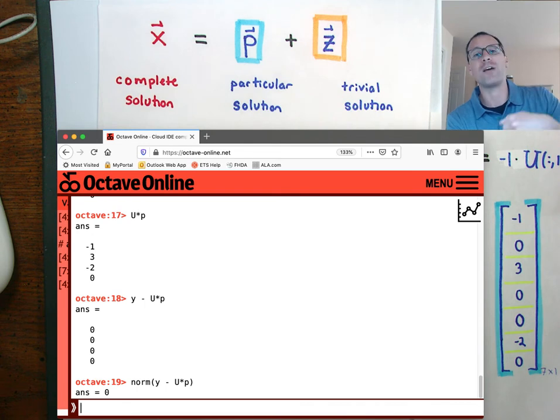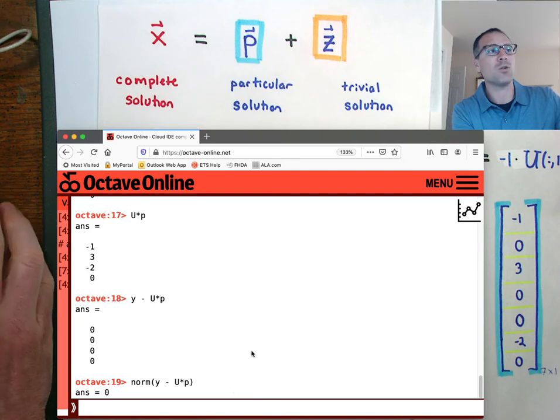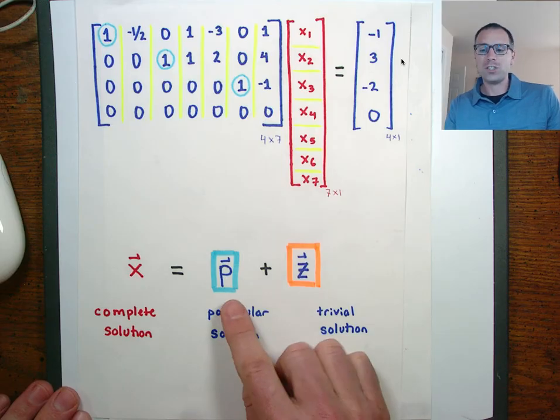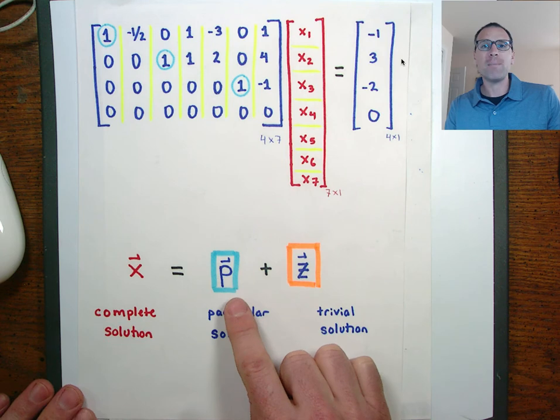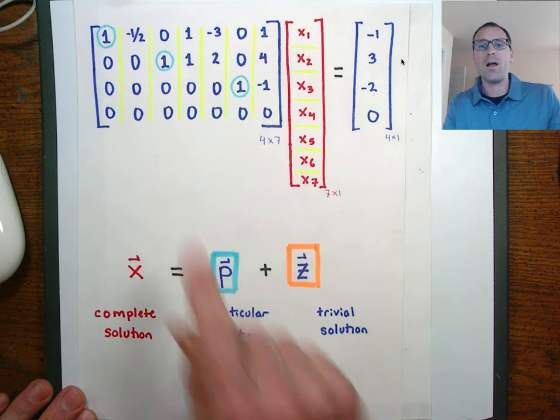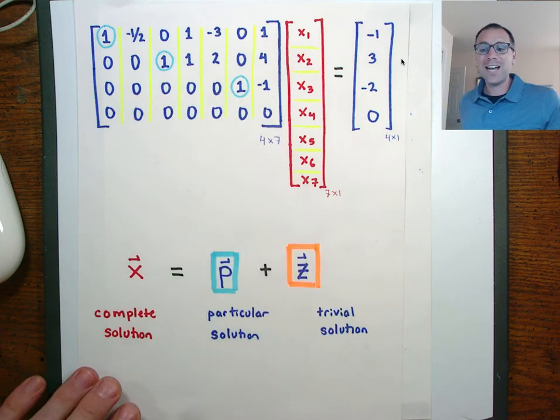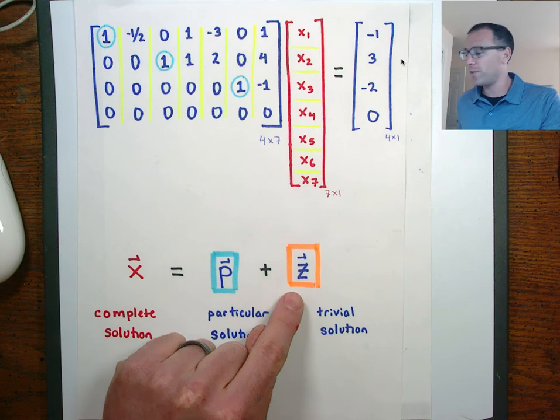We know from the definition of the norm, the only vector that has a 0 norm is the 0 vector. So that means y minus u times p is 0, which means u times p is equal to y. With that, we've just found the best looking particular solution that we can find, the one that depends only on the pivot columns with 0 information coming from the non-pivot columns. The next question that we have is, how do we find trivial solutions?